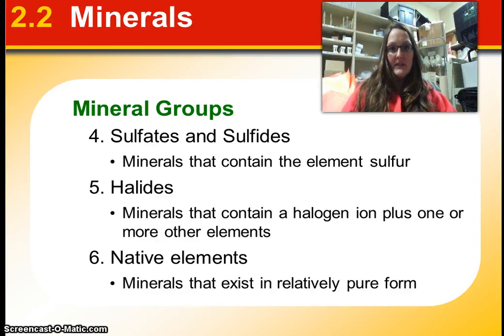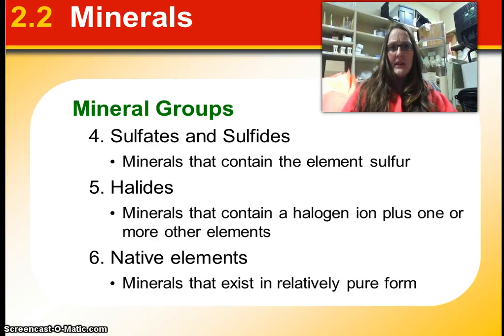Here we go. 4 is sulfates and sulfides. You don't have to know the difference. You just have to know that they contain sulfur. Sulfur is that thing that smells like rotten eggs. Sometimes we have sulfur in our water. If you turn on your sink and it smells just awful, that's sulfur. If you've ever been to Yellowstone and gotten near the sulfuric ponds or the sulfur vents, you'll know exactly what I'm talking about.